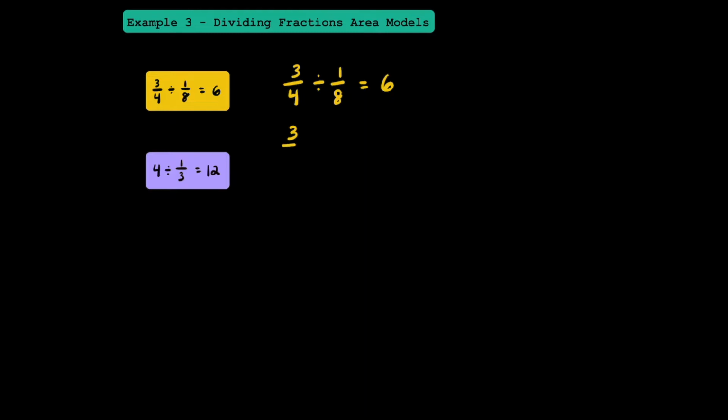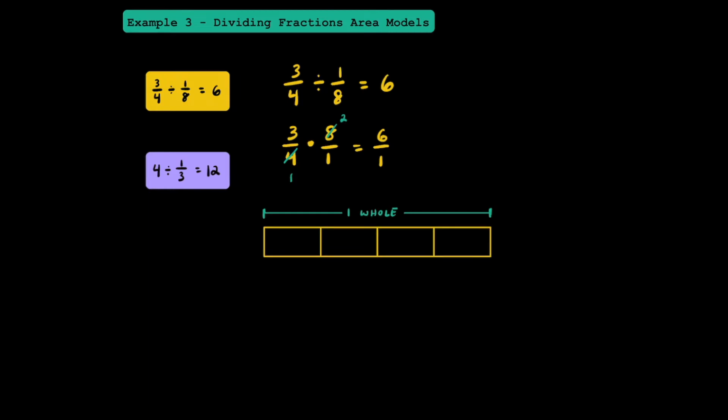Using our algorithm, we know that 3/4 is going to stay the same, or keep, the division is multiplication, and we reciprocate the 1 over 8 to 8 over 1. Cross-canceling, we get a 1 and a 2 here. Finally, multiplying, we get 6 wholes, which is indeed equal to 6.